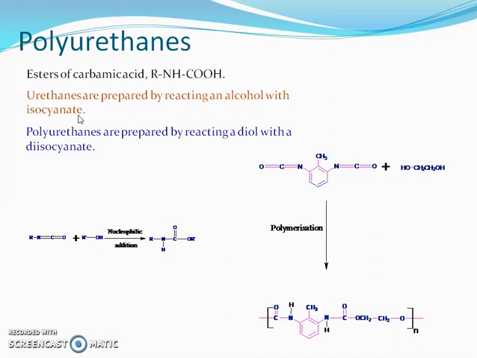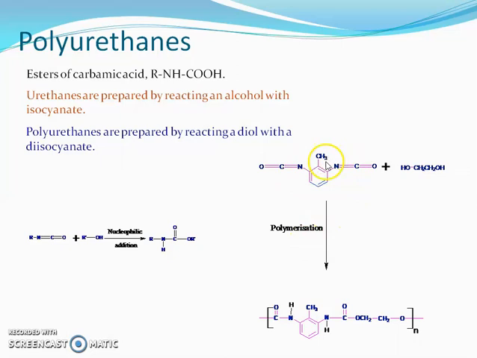Polyurethanes are also prepared by reacting diols with diisocyanates. Isocyanates and alcohols may be treated to get urethane or carbamate. Like this, polyurethane can be prepared when a diisocyanate is treated with a diol, and a polyurethane may be obtained.